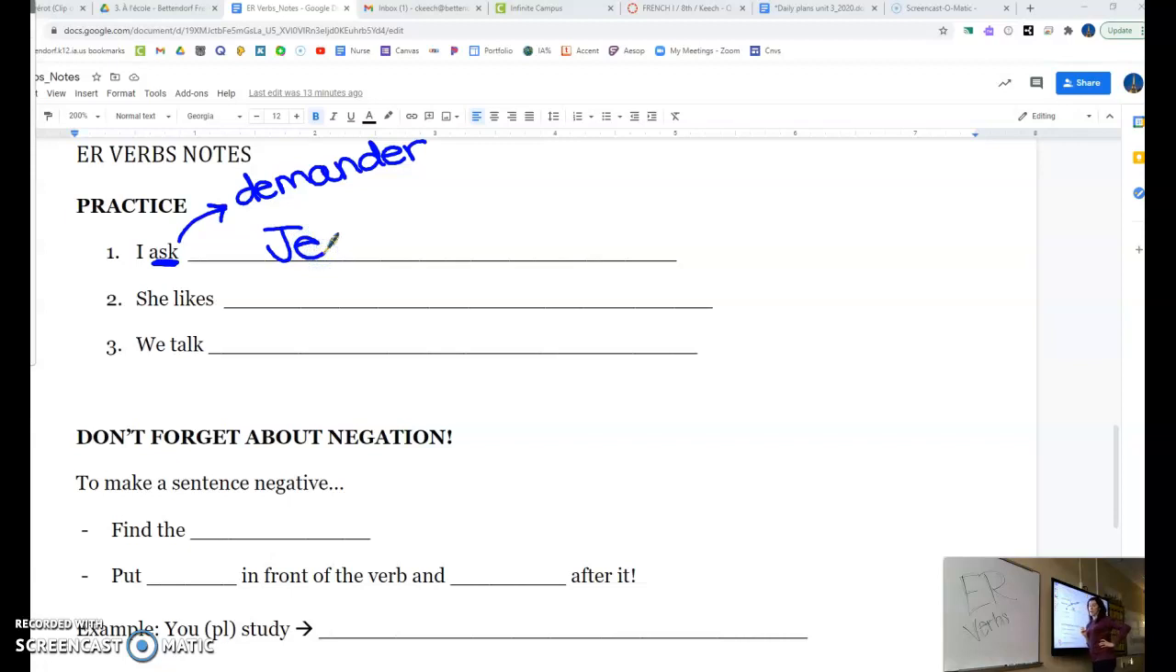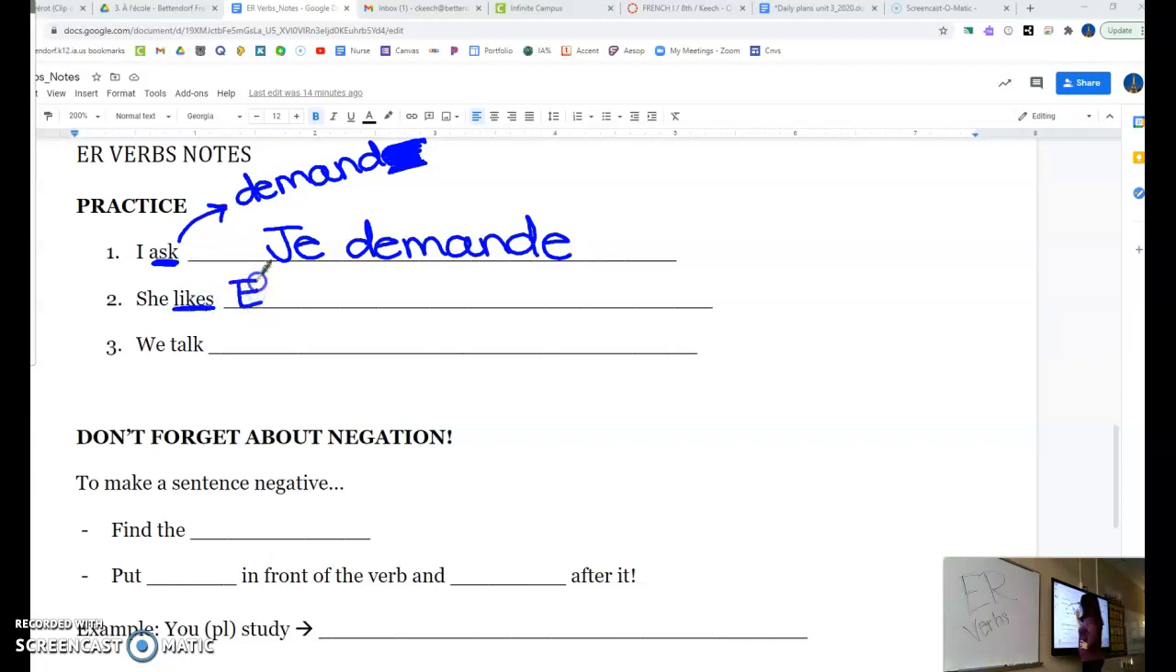Now, in order to say I ask, we don't want to say I to ask. So the first thing we have to do is take off this nasty little ER. That leaves us with the verb stem. Now I add my ending, and I'm left with I ask, which is pronounced je demande.